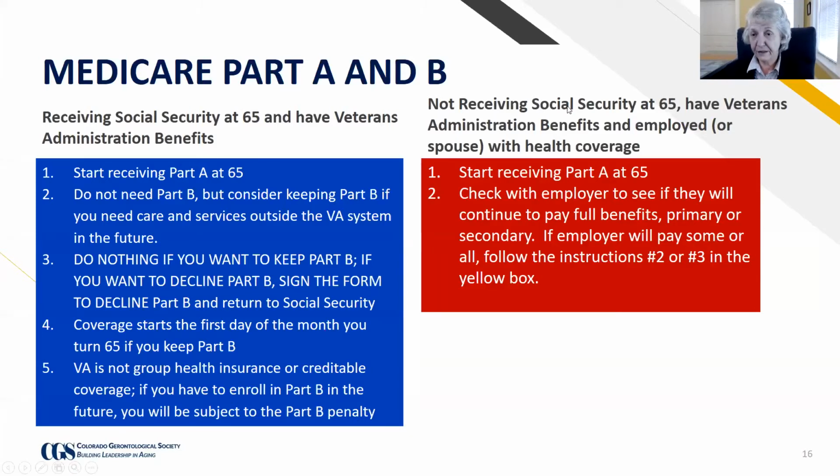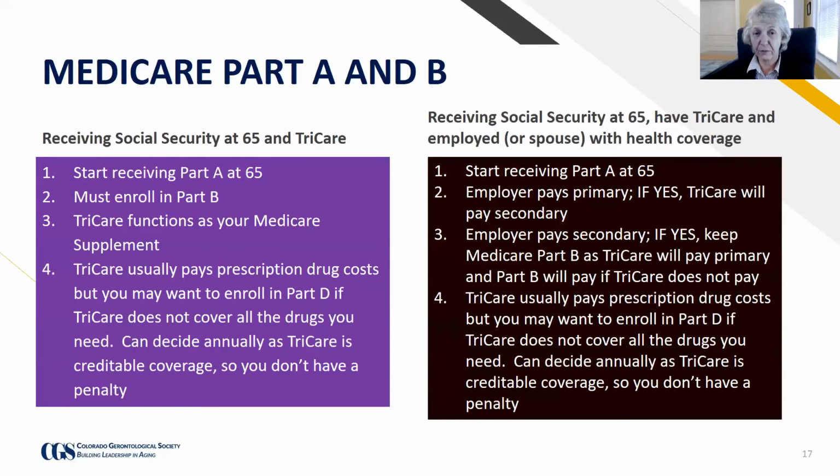If you're not receiving Social Security, you have VA benefits, and you are still employed, you will be in the red box. You'll again start receiving your A at 65. Check with your employer to see if they're going to pay full or primary benefits, then refer back to the yellow box to determine how your employer will be involved.